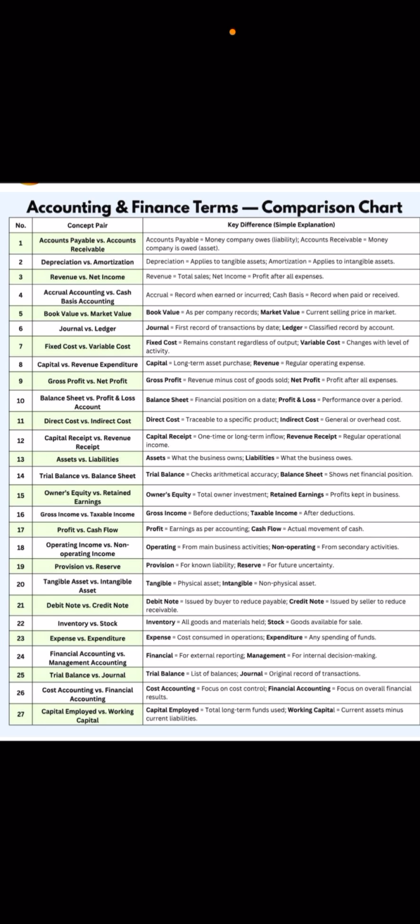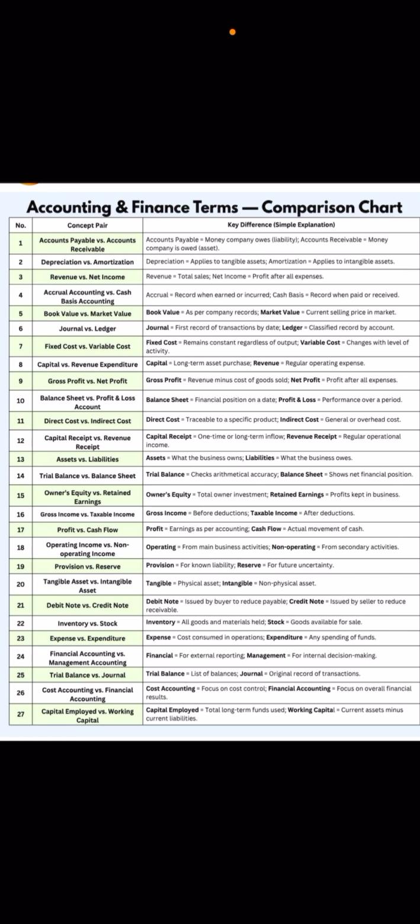Next point, depreciation versus amortization. Depreciation and amortization are opposite words. Depreciation is an expense incurred on fixed assets. Wear and tear and use of fixed assets is known as depreciation. Depreciation is only charged for tangible assets such as land and building, plant and machinery, etc. Amortization is charged for intangible assets: patents, goodwill, copyright, etc.